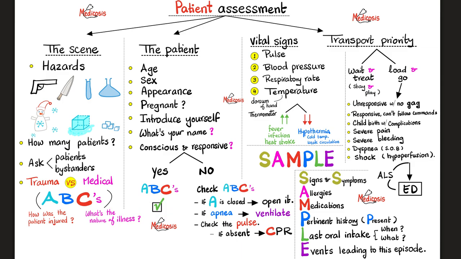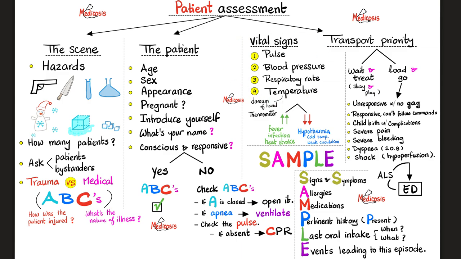And they are probably okay if the patient is conscious and able to talk to you in complete sentences. But if not, if the patient is not conscious or not responsive, ABCs big time. The A stands for airway, B for breathing, C for circulation. If the airway is closed, open it. If there is apnea, ventilate it. If the pulse is lost, start CPR or cardiopulmonary resuscitation. Cardiopulmonary because it's the job of the heart and the lungs to supply all your tissues with oxygenated blood.